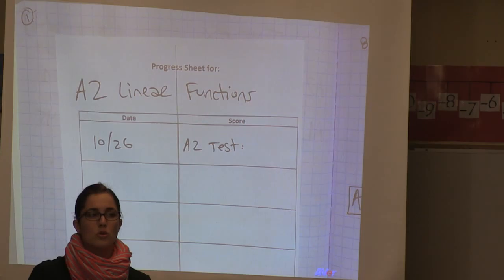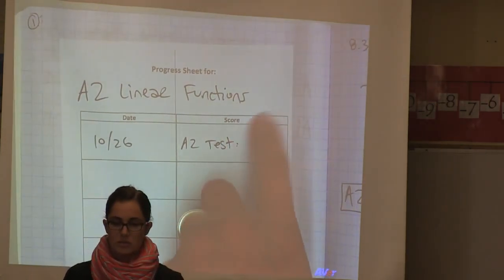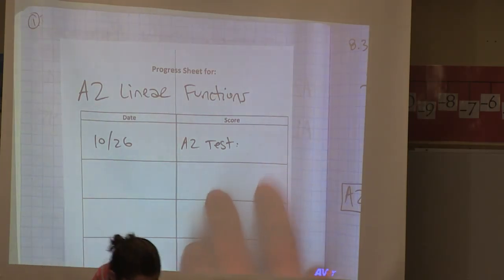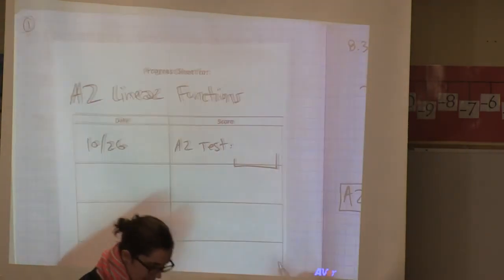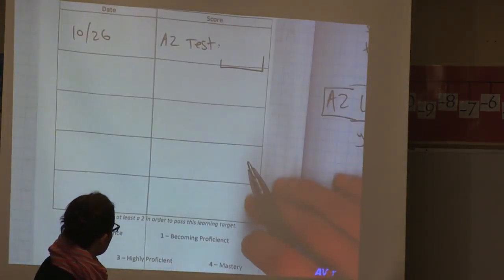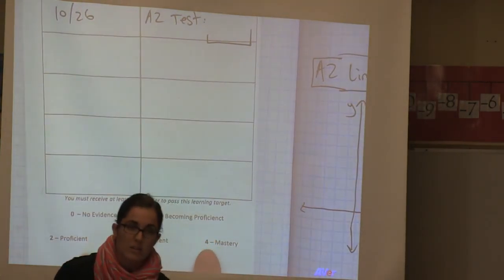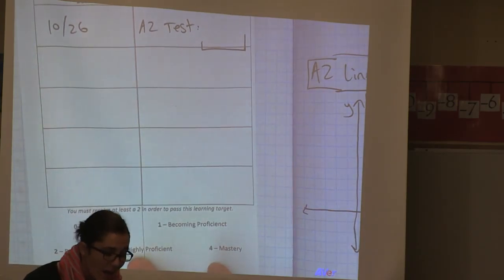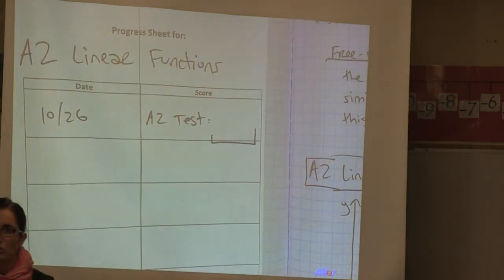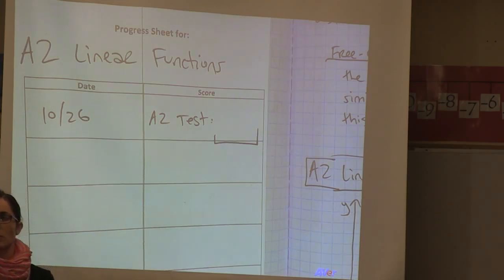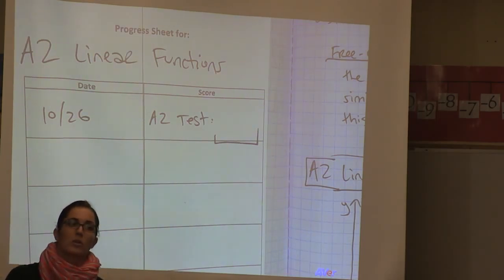Put in your A2 test score, whatever you got. And there's a little guide down here on the bottom. You must receive at least a 2 in order to pass the learning target. So if you did not, you have to retake that test. Okay? Here's how retakes work.